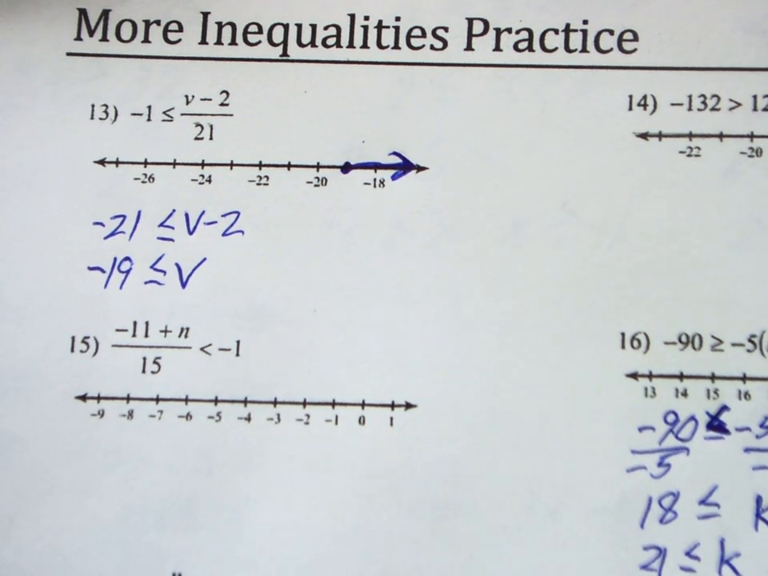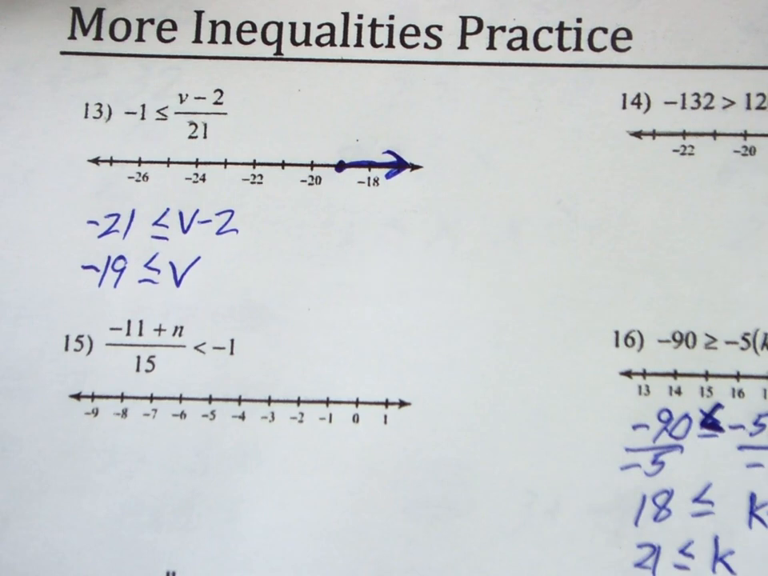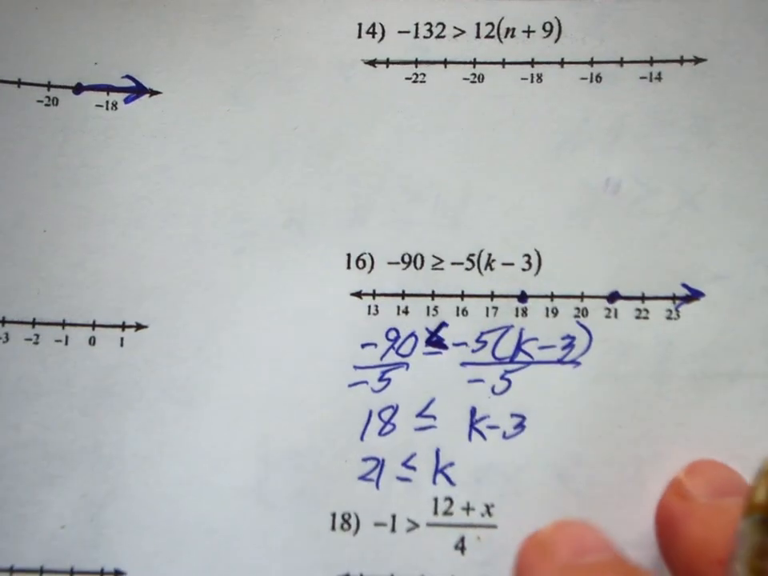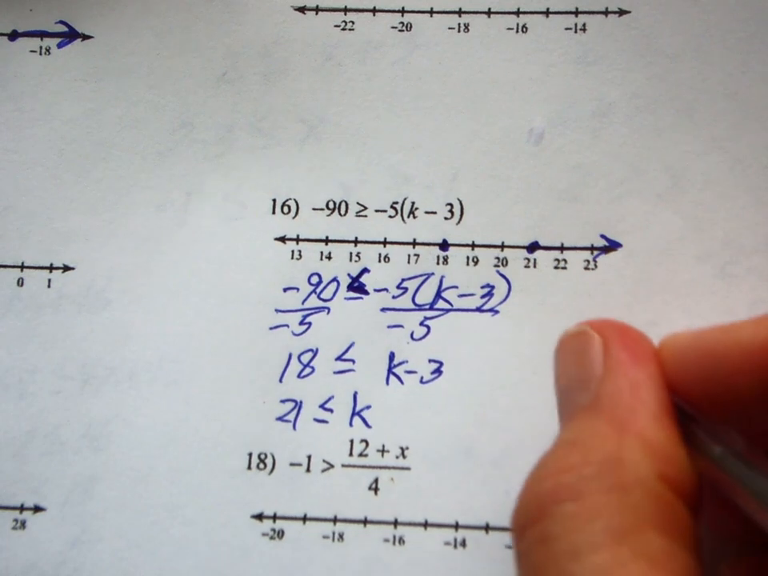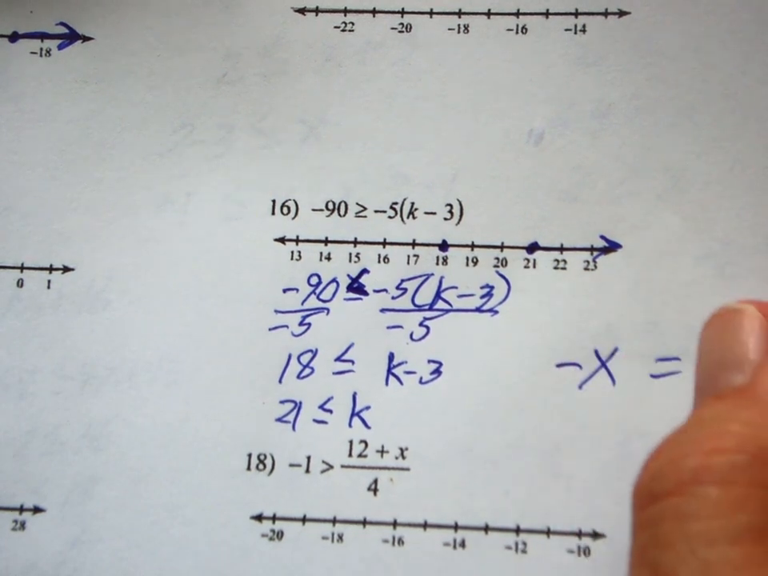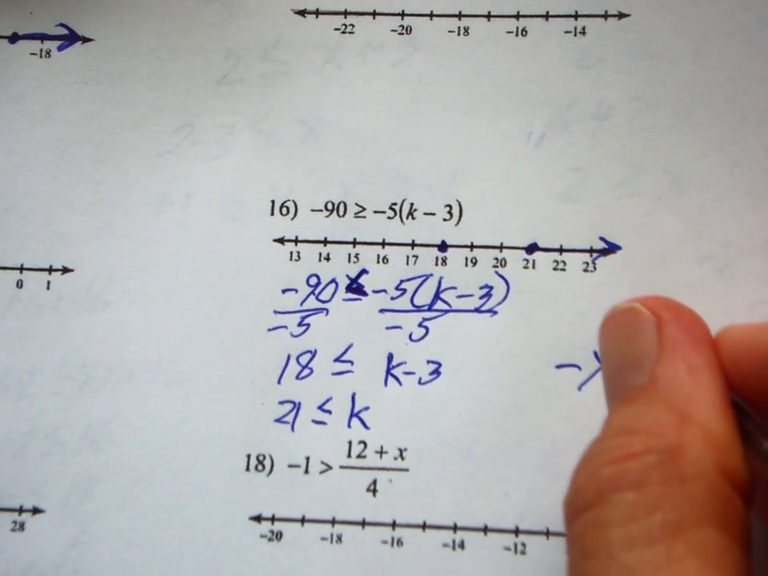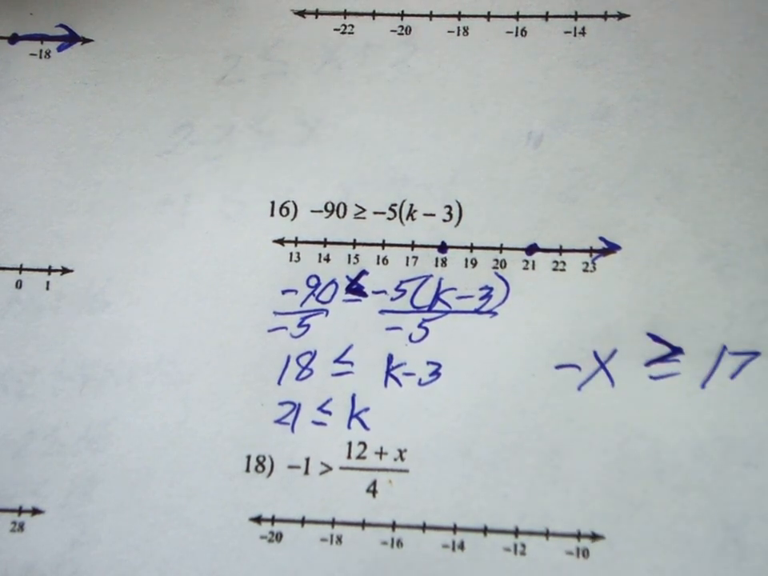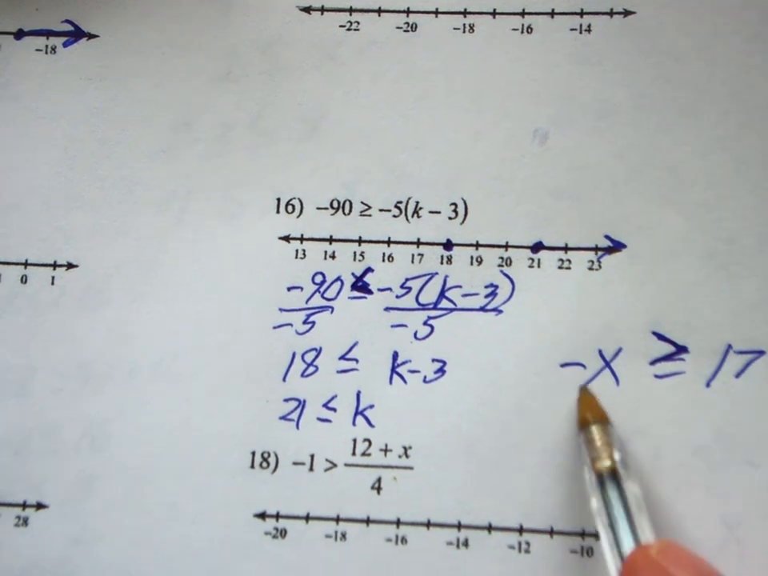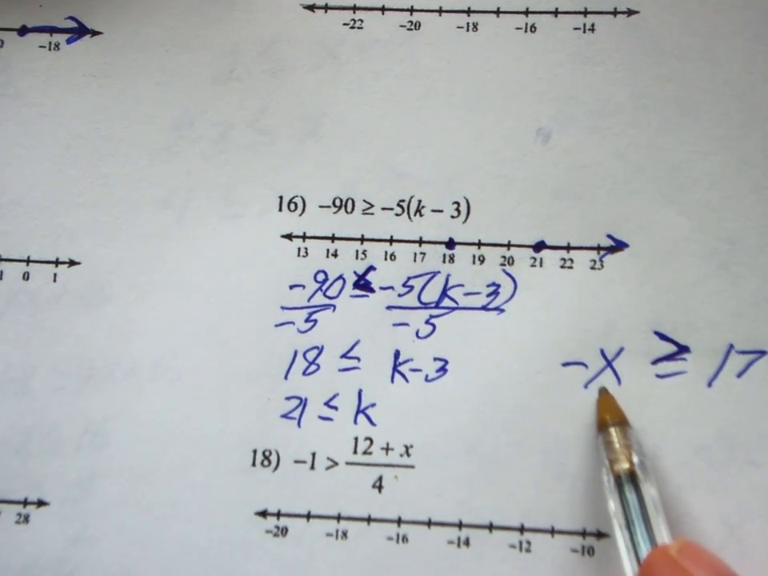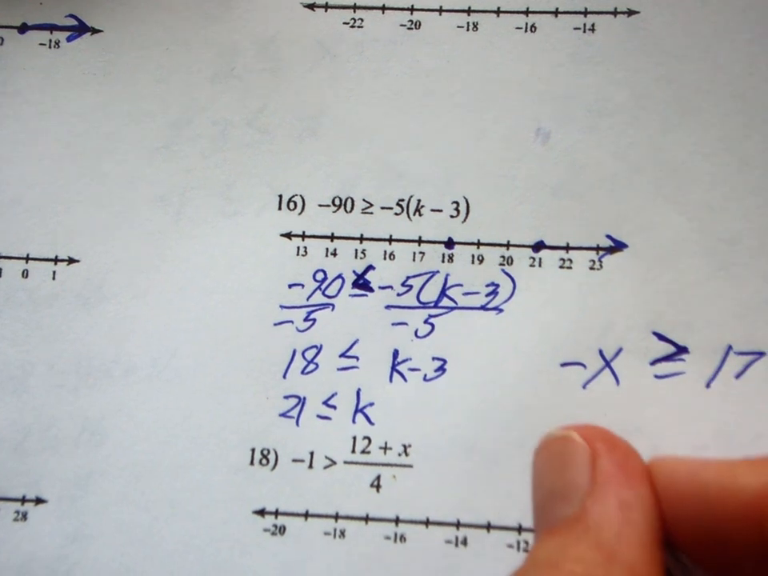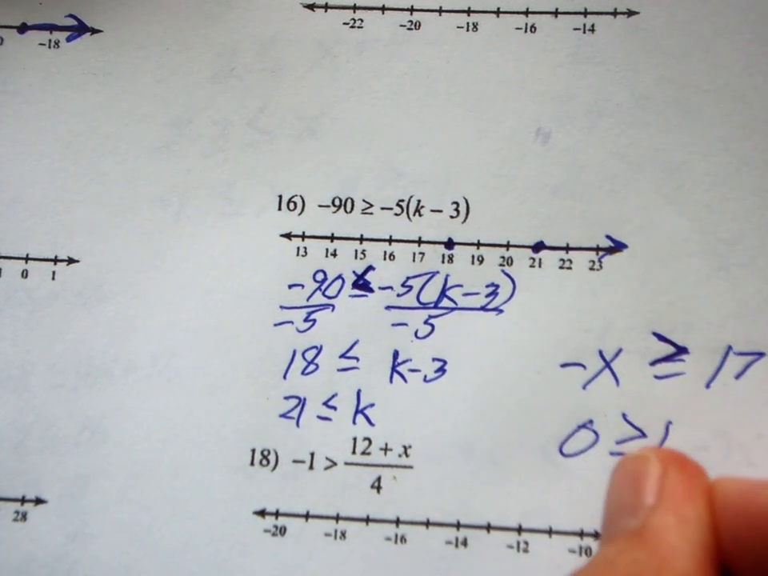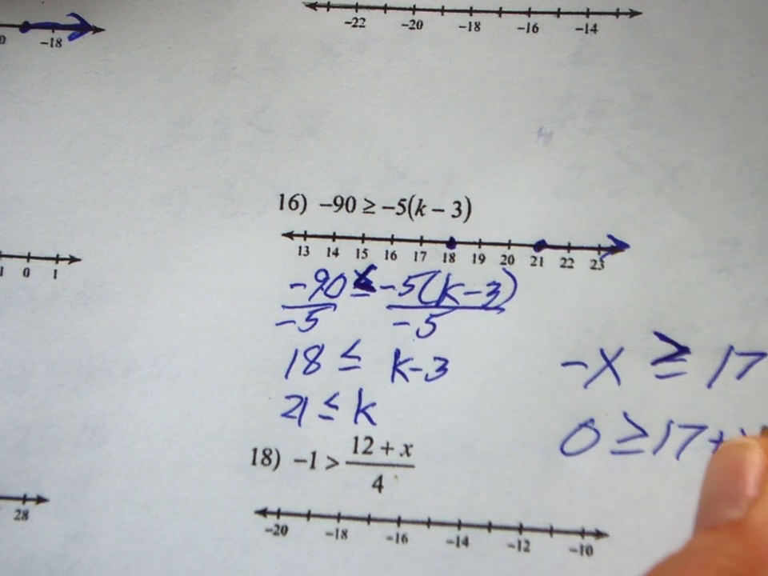Now, when you multiply or divide by a negative number, you have to turn your sign around. I'll show you why. Suppose you end up with negative x is greater than or equal to 17, right? But we don't like negative, so we're going to add x to both sides, right? That'll make this 0 is greater than or equal to 17, and we added x plus x.